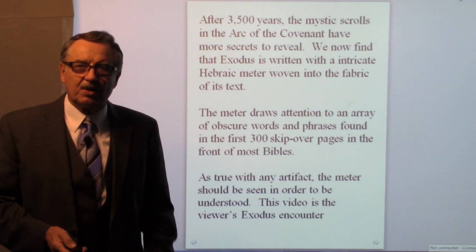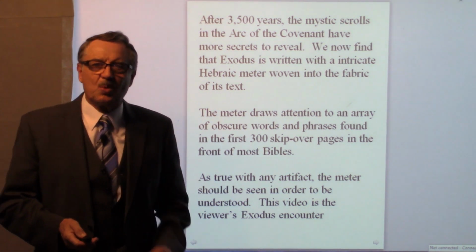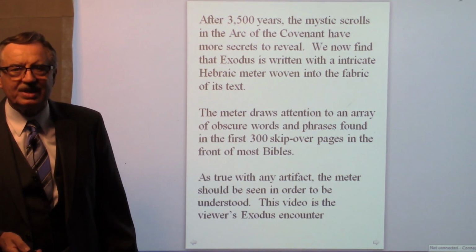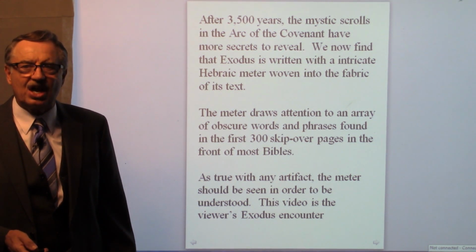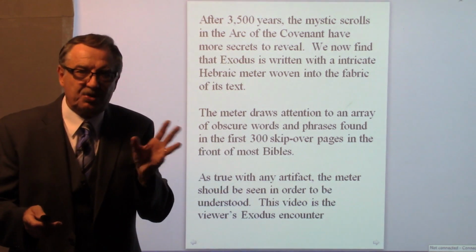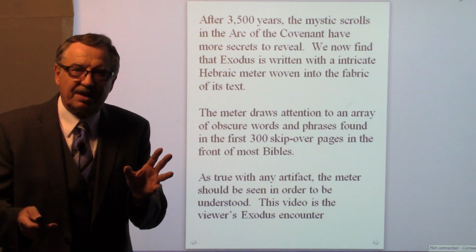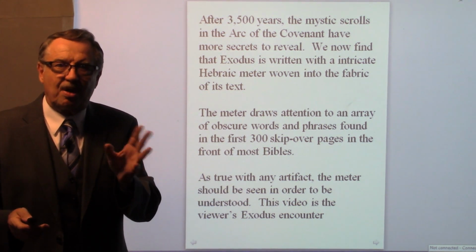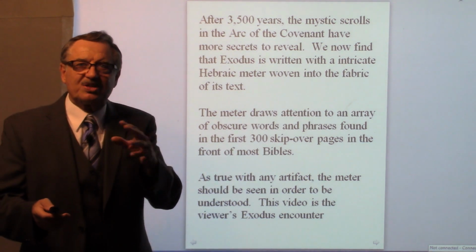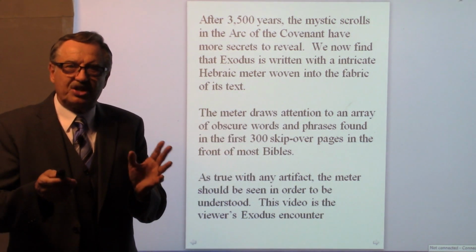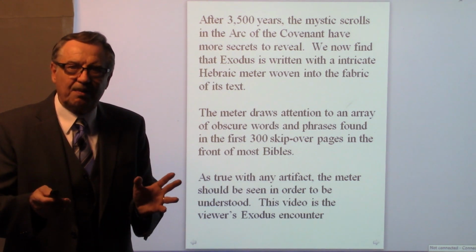The meter draws attention to an array of obscure words and phrases found in the first 300 skip-over pages. You know, the parts that we don't look at too carefully? In Exodus and Leviticus and Numbers and parts of Deuteronomy, we call those the skip-over pages, so we just kind of keep on going. However, much of this meter is found right there.